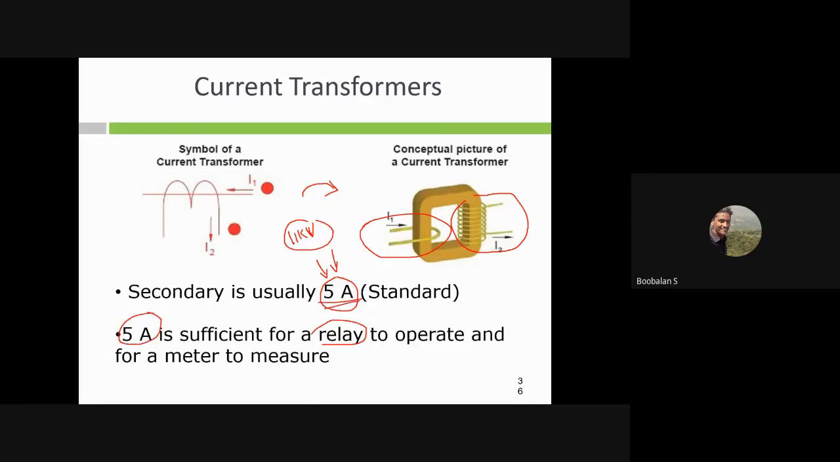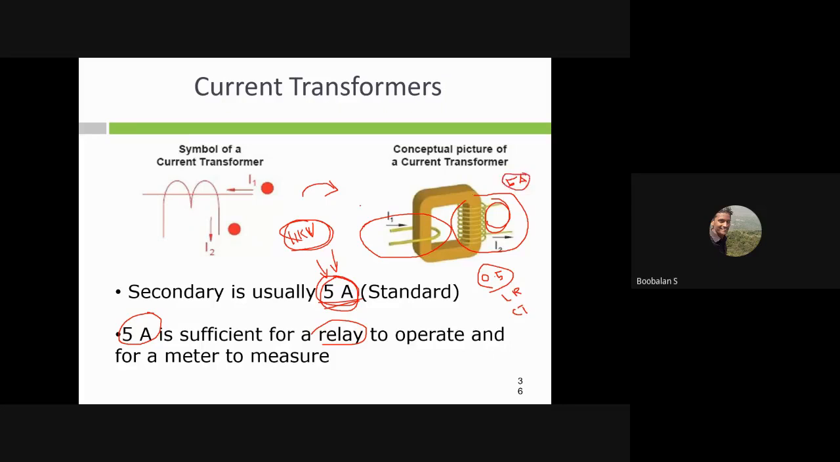You would have seen in our mini projects that it will be around 0.5 ampere. That is for very low voltage relays, low voltage circuits, low voltage CT. I'm just talking about my high tension line. That's why 5 ampere is the minimum secondary, right? So on the secondary side, 5 ampere will be there.